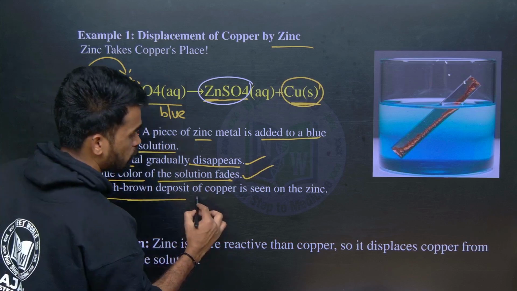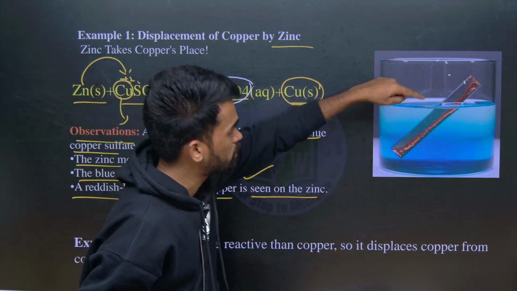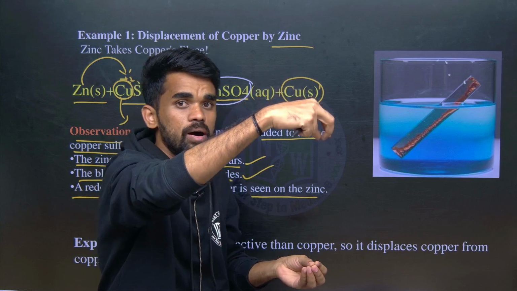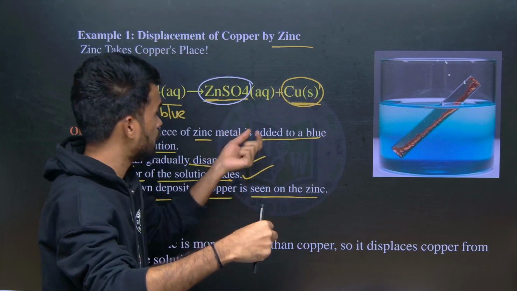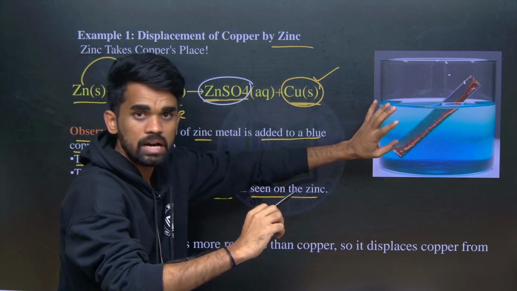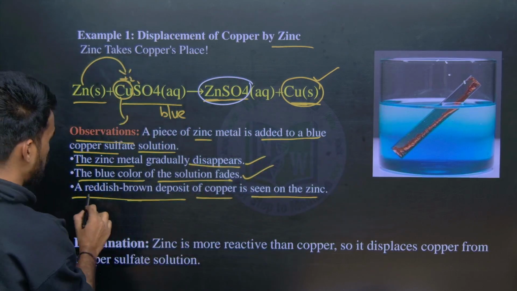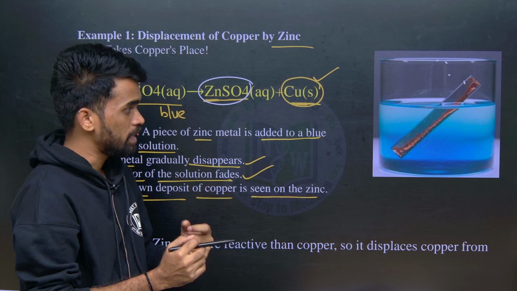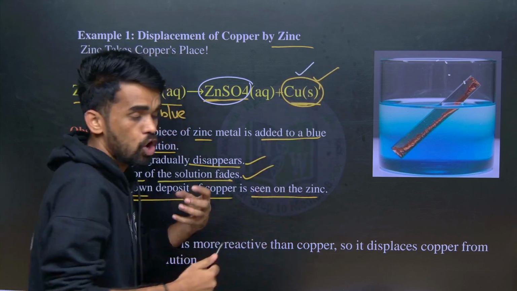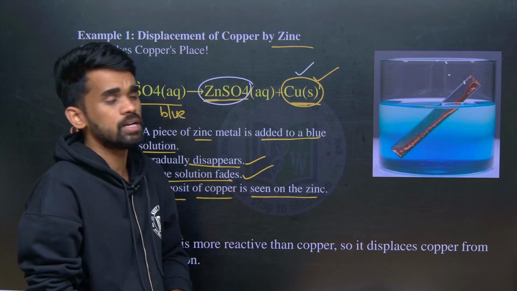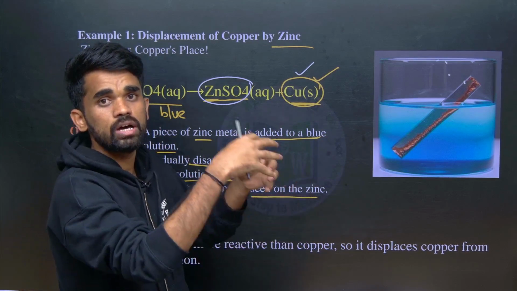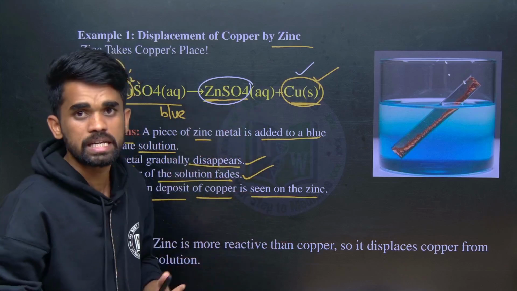Then next, a reddish brown deposit of copper is seen on the zinc. So whatever zinc rod is there, on that zinc rod we will see some deposition of this, what? Copper, whatever is formed here will be deposited on this zinc rod. So that will have a reddish brown color. Why is that reddish brown color depositing here? Because copper is forming, right? That will be deposited on the zinc rod we are taking. Whereas zinc is dissolving into the solution and converting into zinc sulfate, right?